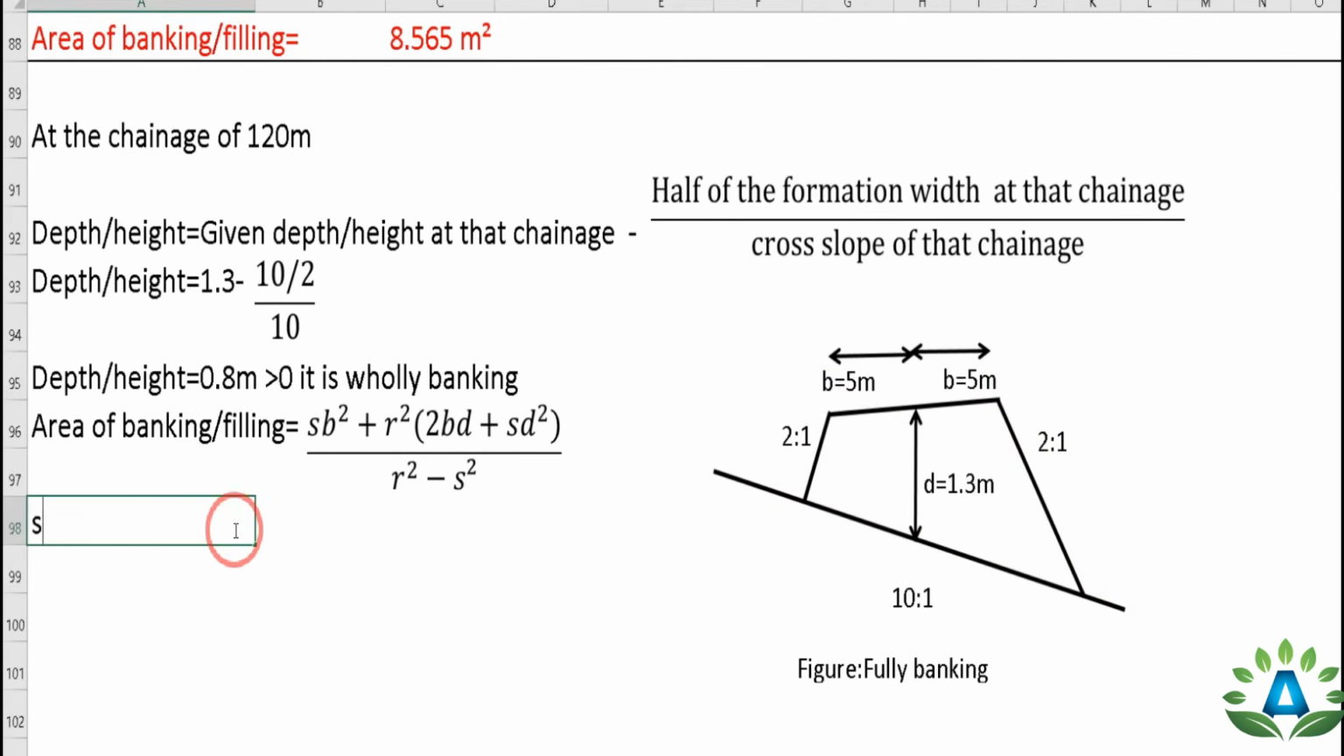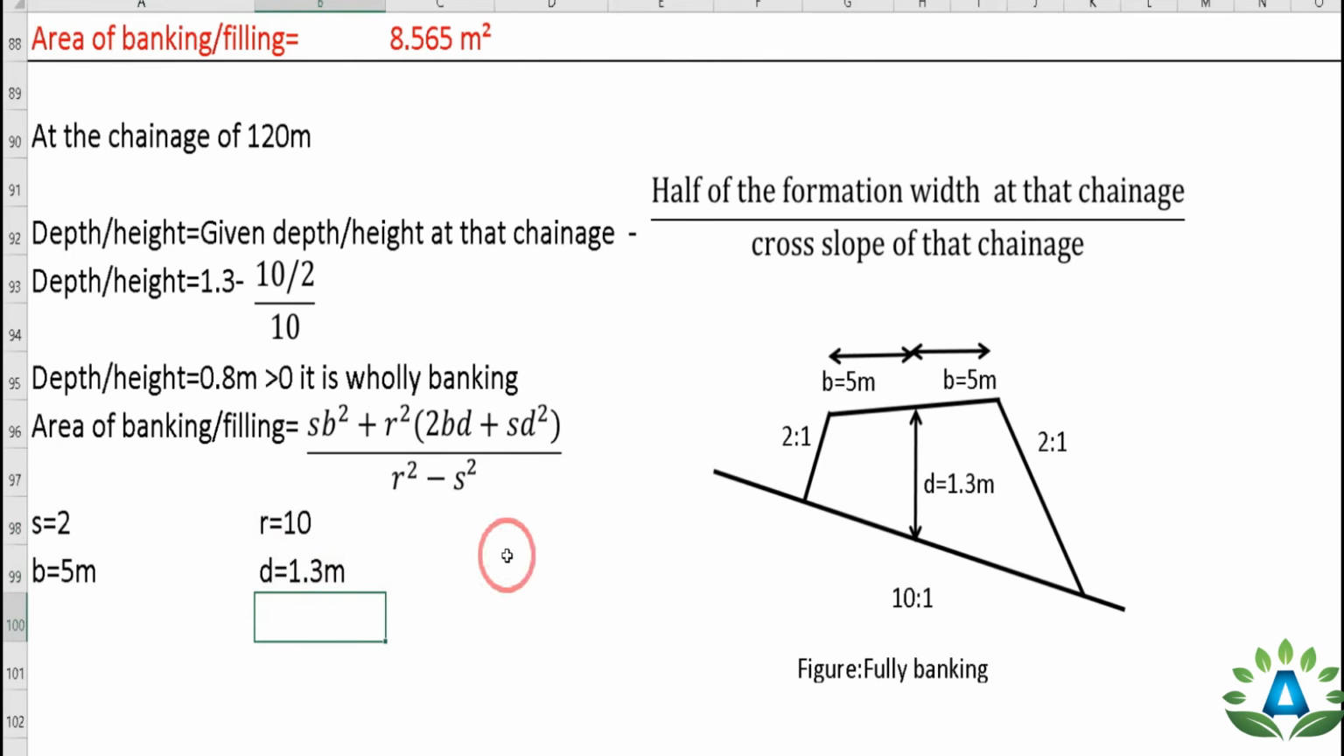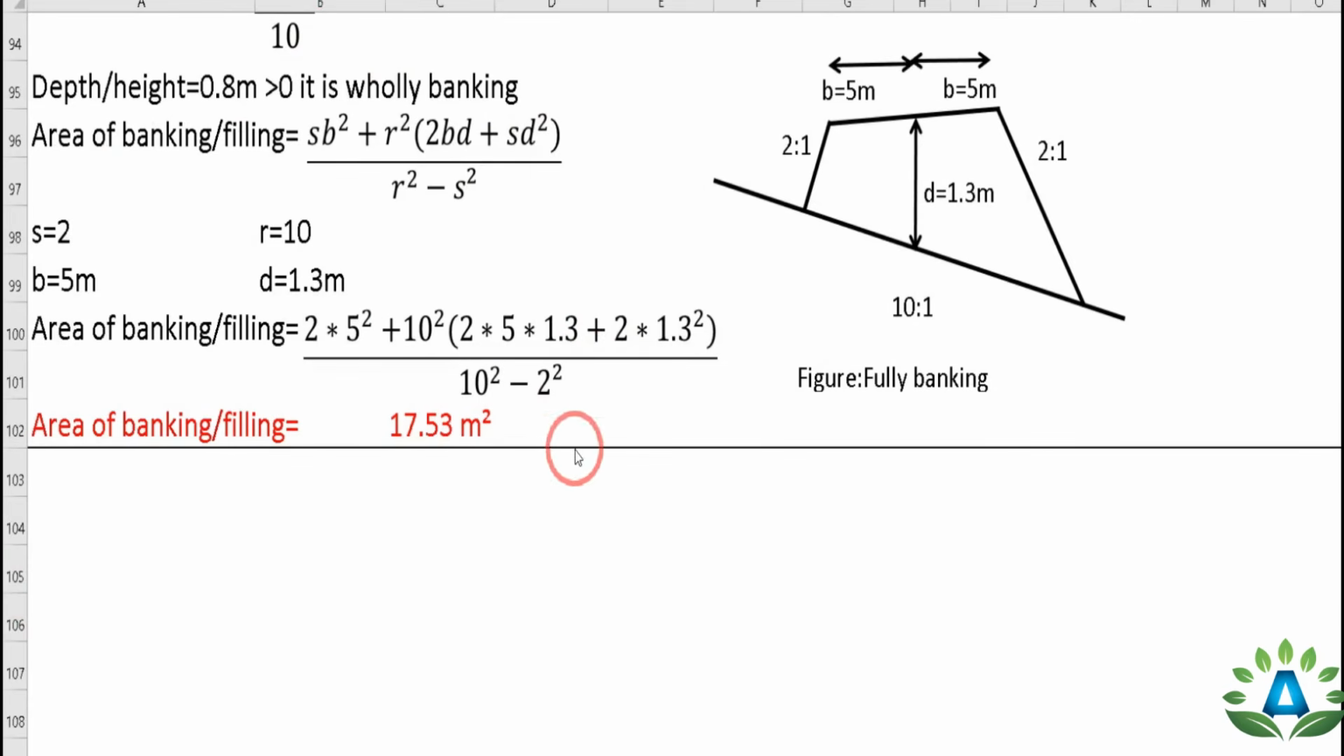So S equals to side slope for banking, that is 2. This small b is the half of the formation width of banking, that is equals to 5. We have the value of R, that is the cross slope, equals to 10. And we have the depth equals to 1.3 meter. So let's put the value in this equation. On solving this equation, we get this area of banking as 17.53 meter square.